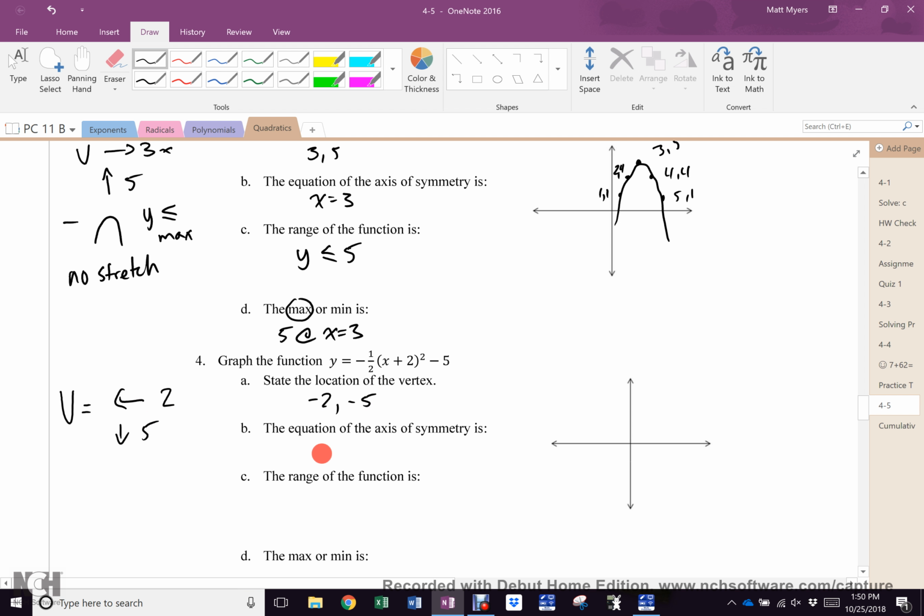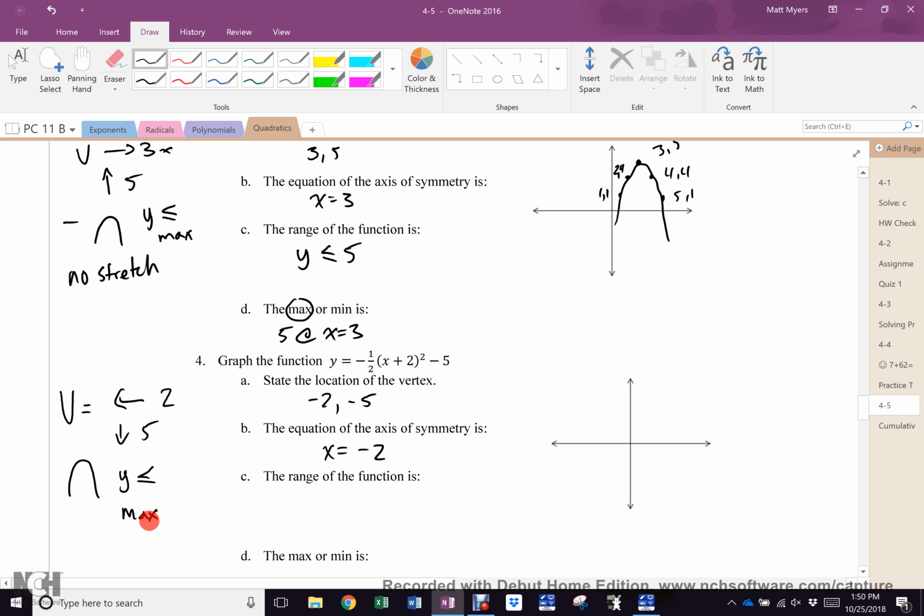What's my axis of symmetry? Negative 2. Is it a positive or a negative parabola? A negative parabola. So do I have my range is y greater than or less than in that one? Less than or equal to. And do I have a min or a max? Max. I have a max.